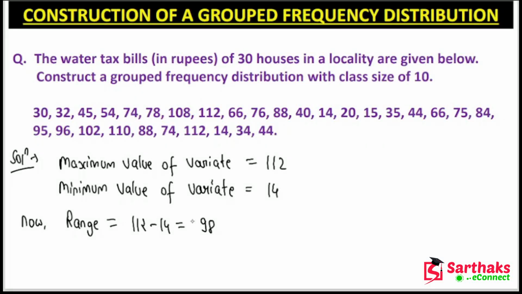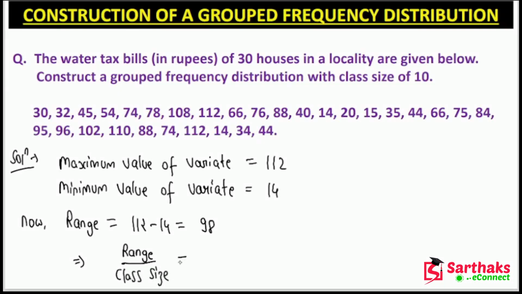Now how many class intervals do we have to make? The size of interval should be 10. It is given in the question. Now you have to represent this range in different intervals. So class size is 10. We have to distribute this range over these class intervals. So how many class intervals? Let us divide the range by the class size. We will get the number of intervals, right?